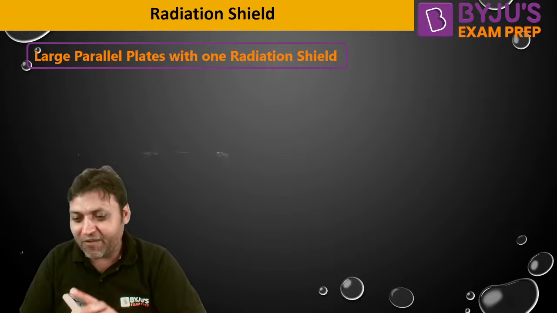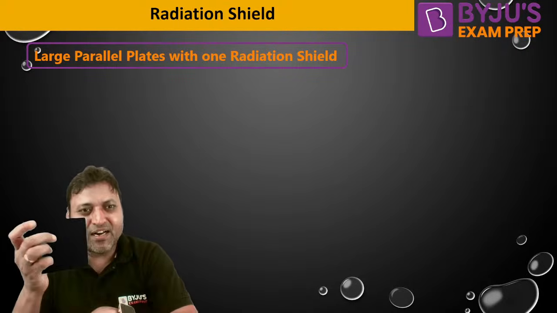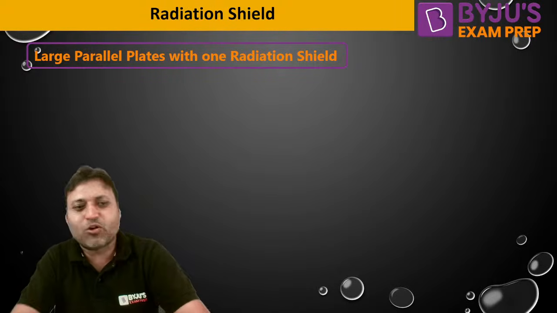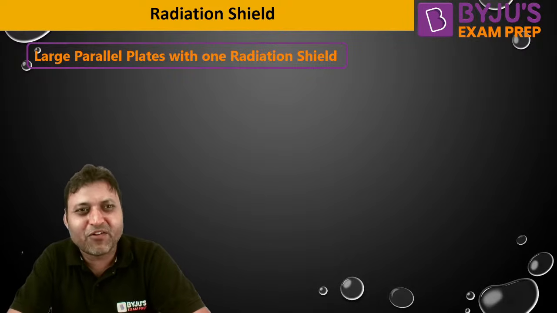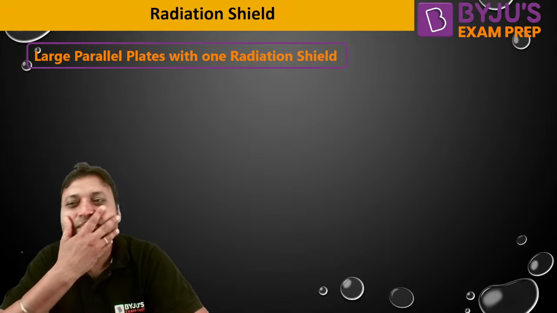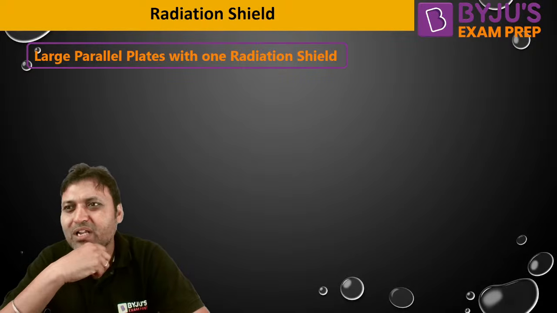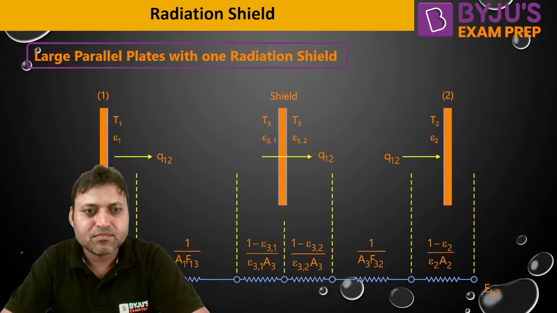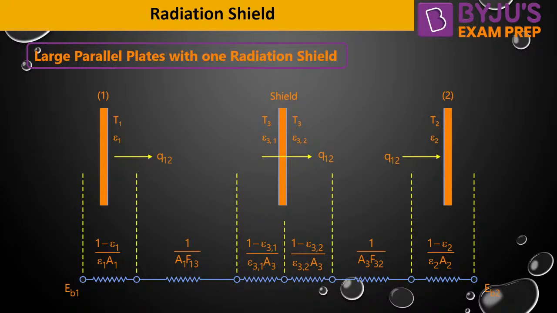Now, if for the non-black surfaces we put another non-black radiation shield, what will be the total number of thermal resistances? Can you just let me know? The total number of resistances? The total number of thermal resistances will be 6. Look how.